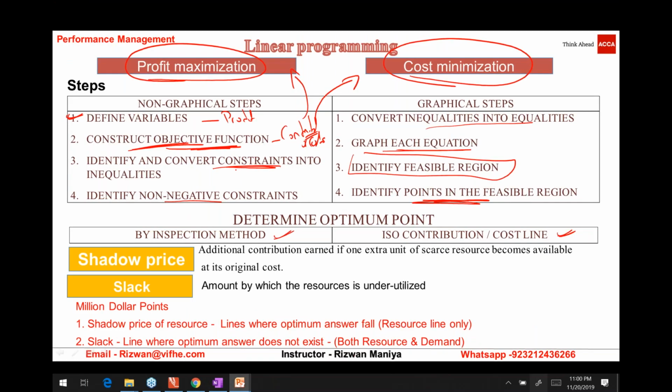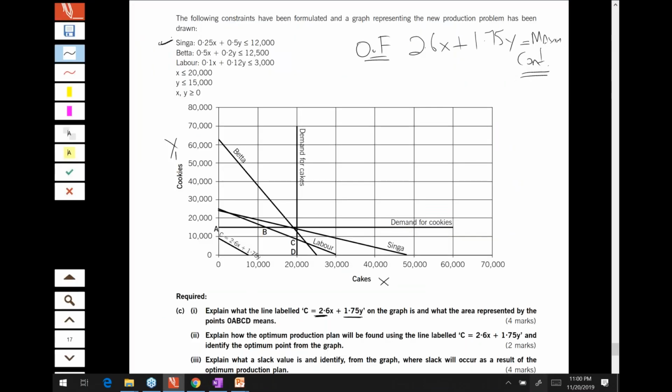Then limiting factors. So see, Singer, inequality, this is less than, this is less than, this is less than, which means the maximum available you have is 12,000 for Singer, maximum available for beta is 12,500, maximum available labor hours are 3,000. That's it. And these are limiting factors which are known as resource based. What do we call these? Tell me. Resource based. Okay, so these are resource based.